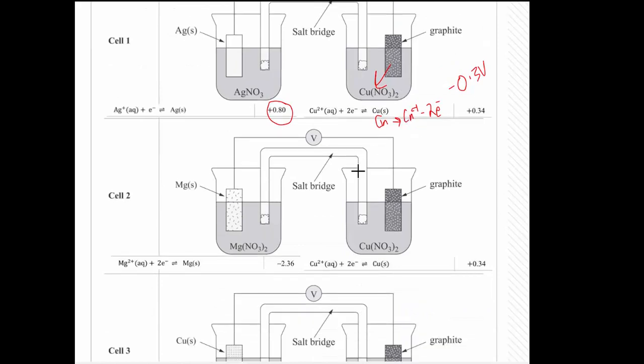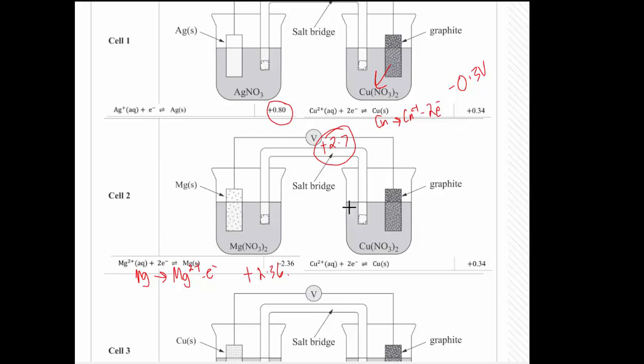This one here, the most positive is the copper, and so the magnesium will go to the reverse of what that is. That'll be plus 2.36, and so that will work, and that will be all good. So the total of that will be those two added together, so that will be 2.7 volts. That's all good.